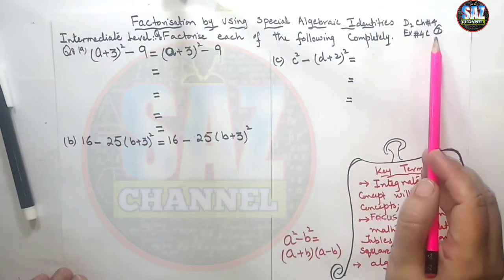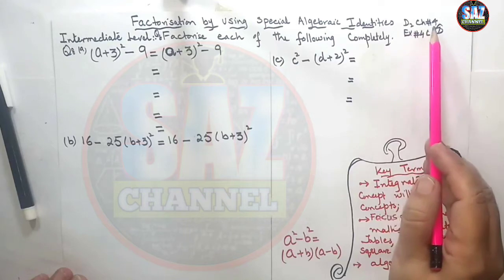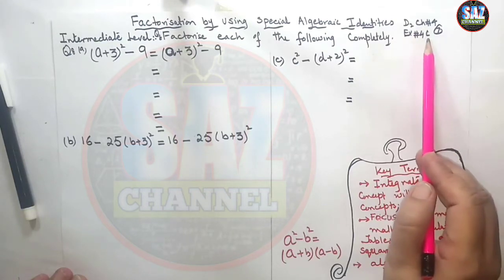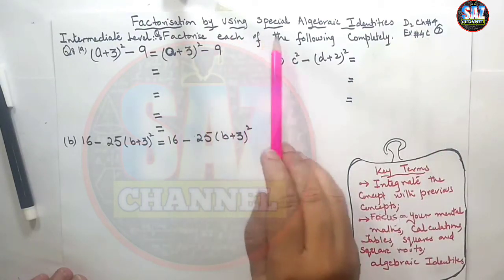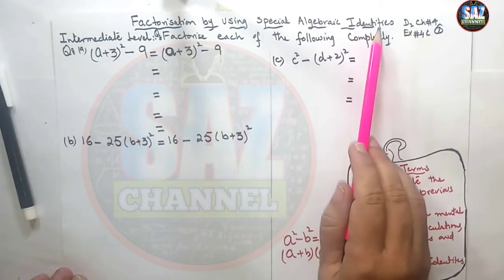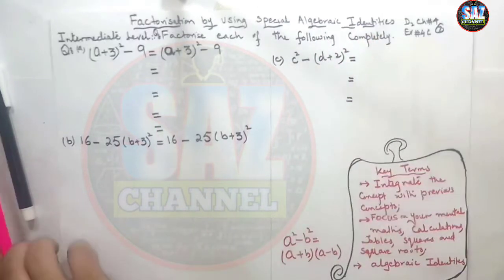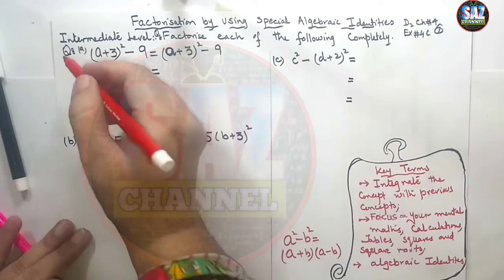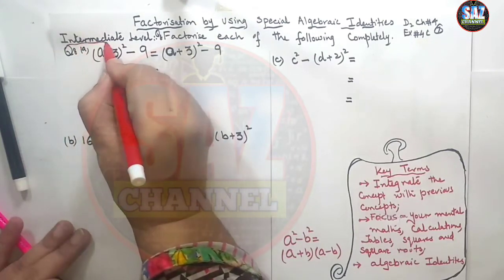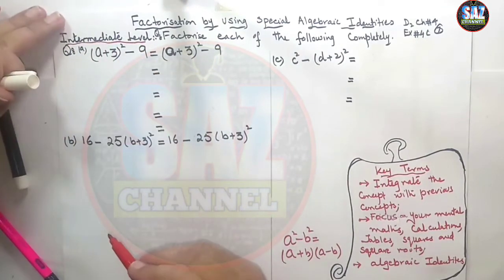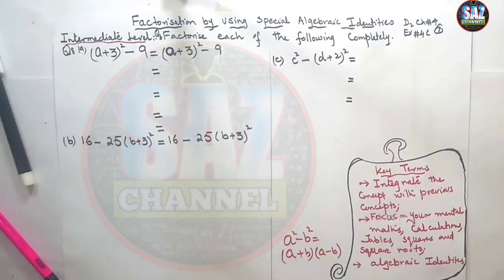This is my 7th lesson of D2, chapter number 4, exercise 4C, that is about factorization by using special algebraic identities. In this lesson, I will solve question number 8 of intermediate level that says factorize each of the following completely.